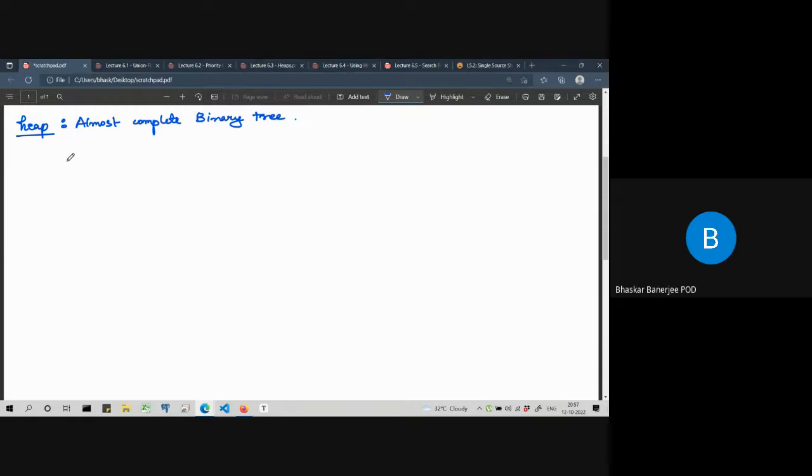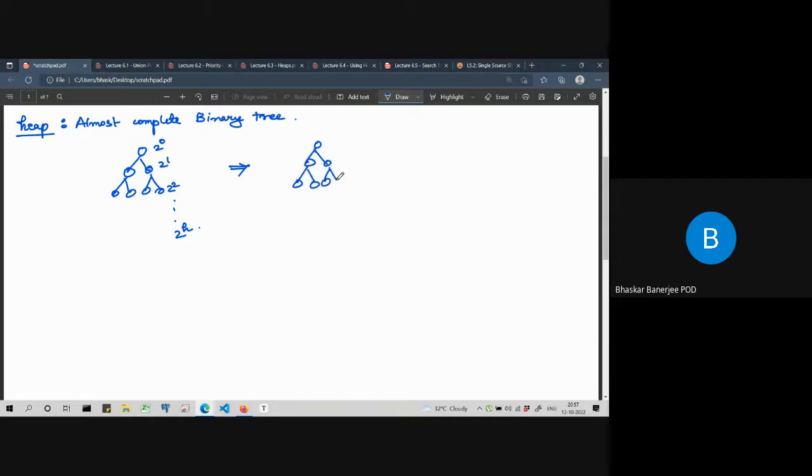Now what is the meaning of complete? Complete means that at all my levels, the number of nodes would be fulfilled. So this is a complete binary tree. All the nodes are fulfilled at each level. So this is 2 to the power 0, 2 to the power 1, 2 to the power 2, dot dot dot, at any level it is 2 to the power of h. So this is a complete binary tree. When we say almost complete binary tree, that means everything is fulfilled except the last level.